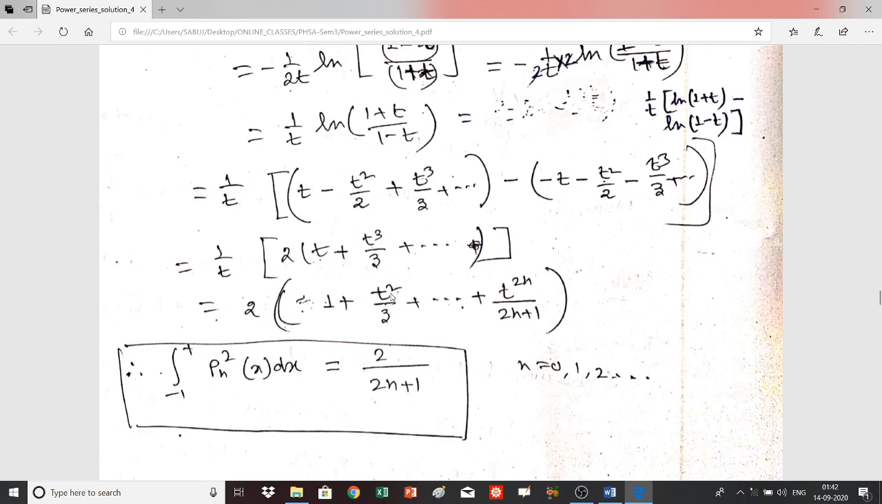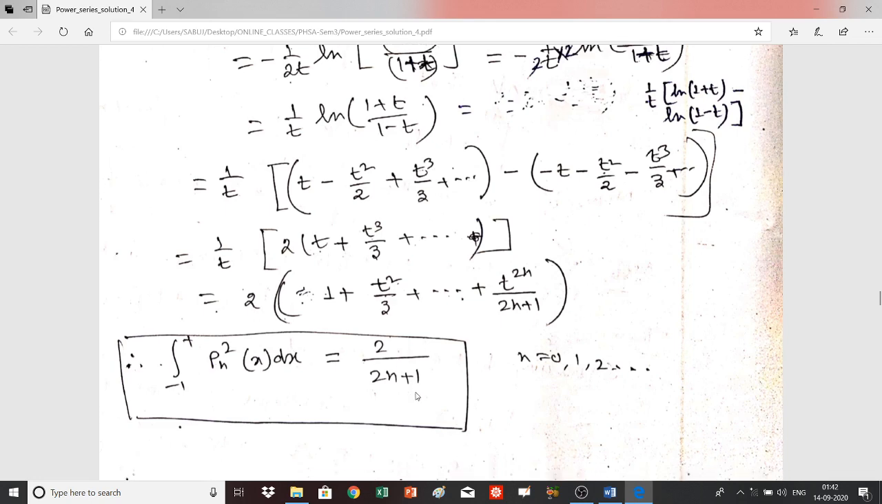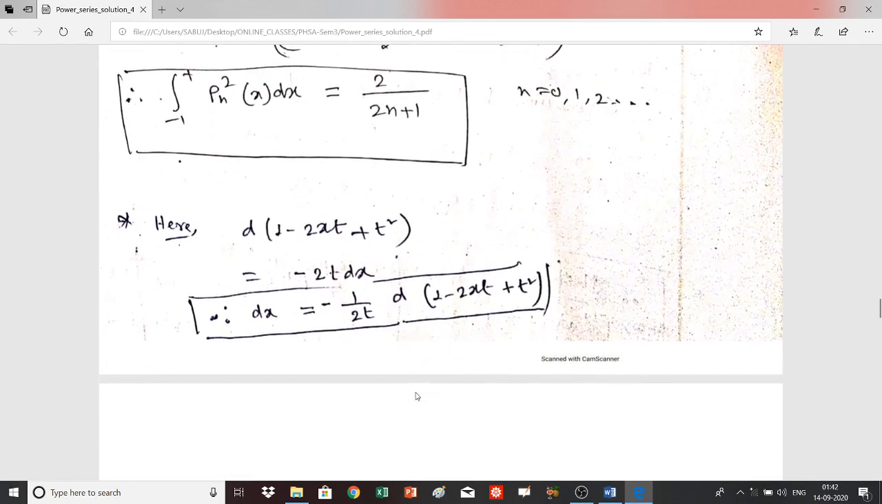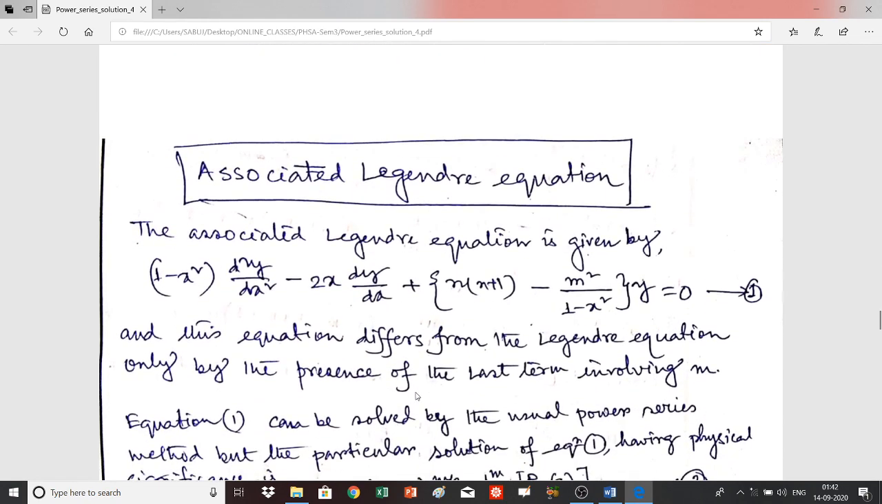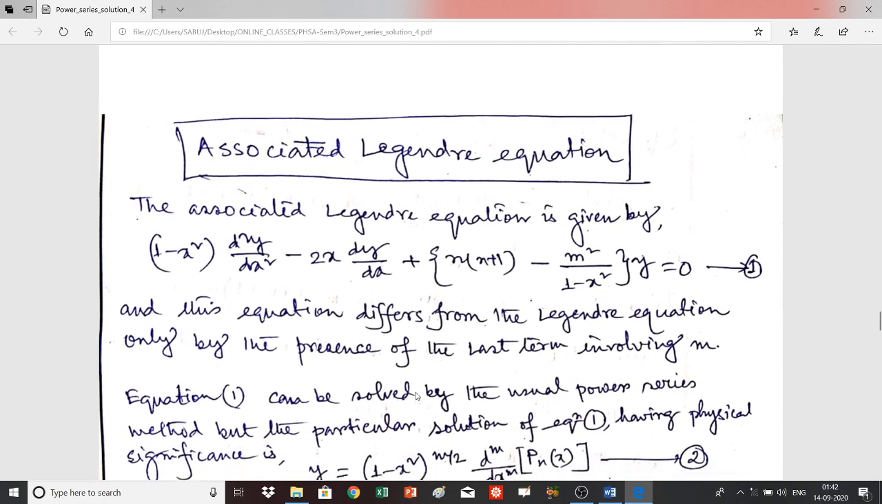So in this case n is equal to 1. If you take n equal to 1, t squared means t to the 2n, so it is written as 2n, and 3 is 2n plus 1, so the final term will be t to the 2n by 2n plus 1. So the integral from minus 1 to plus 1 of Pn squared x dx, it is better to write mod Pn x whole squared, that is equal to 2 by 2n plus 1. So it is proved.